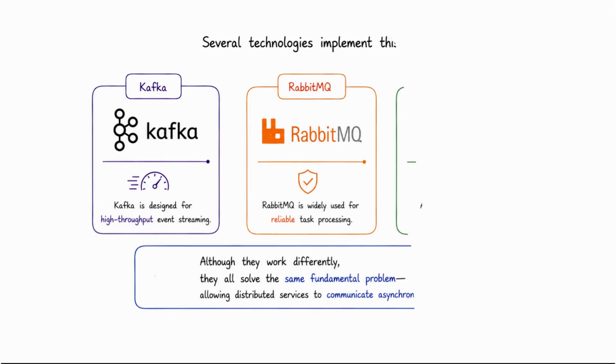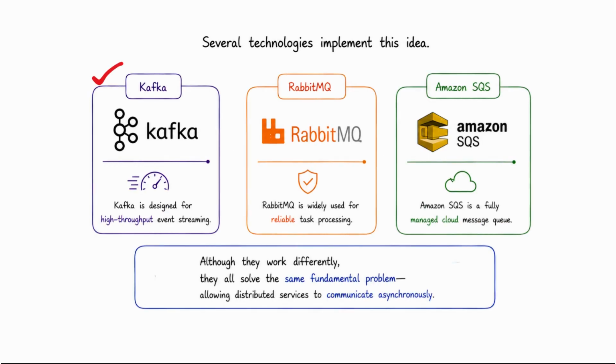Several technologies implement this idea. Kafka is designed for high throughput event streaming. RabbitMQ is widely used for reliable task processing. Amazon SQS is a fully managed cloud message queue. Although they work differently, they all solve the same fundamental problem, allowing distributed services to communicate asynchronously.